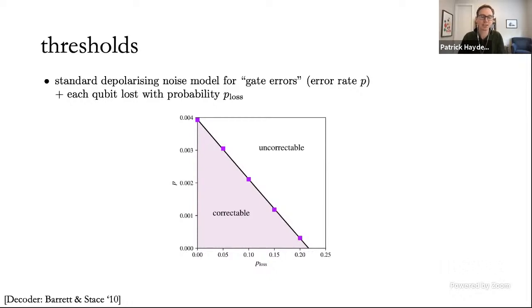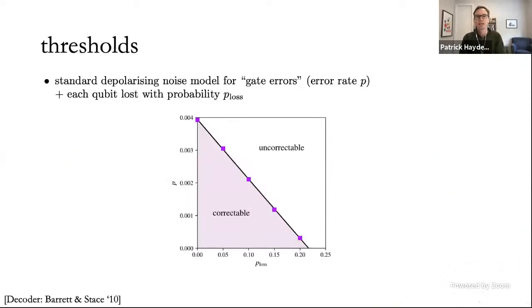And so this is why, as I said, detectable loss errors are much more benign than undetectable loss errors. You can lose a macroscopic fraction of all of the qubits in the waveguide and still be able to actually preserve your logical qubit.